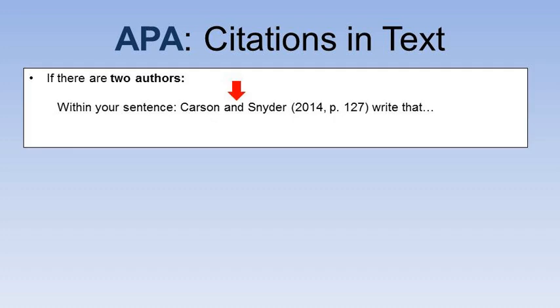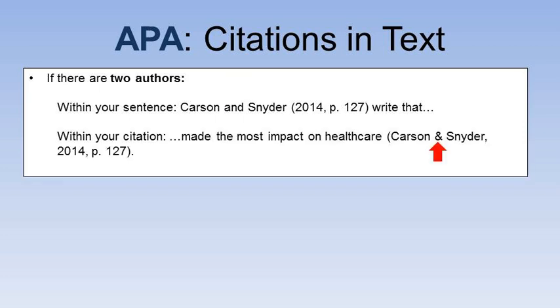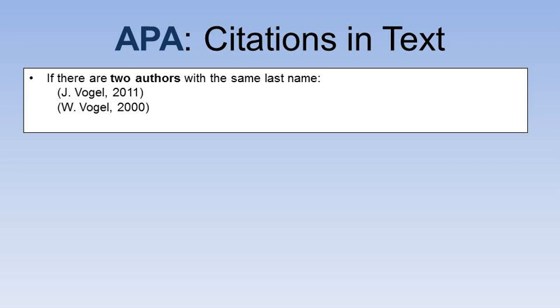If your cited work has two authors, cite both last names using "and" when you use them in a sentence, and an ampersand when using the last names in the in-text citation. If your resources include two different authors who have the same last name, include the initials of the first names for your in-text citations to distinguish them.